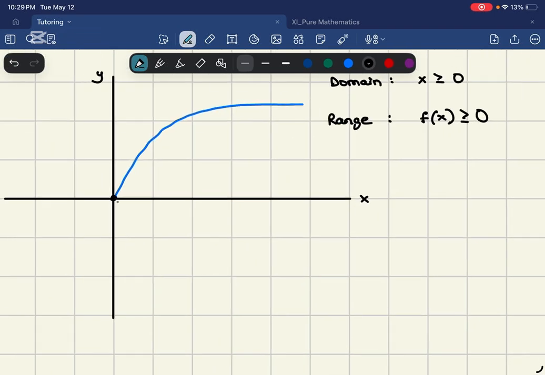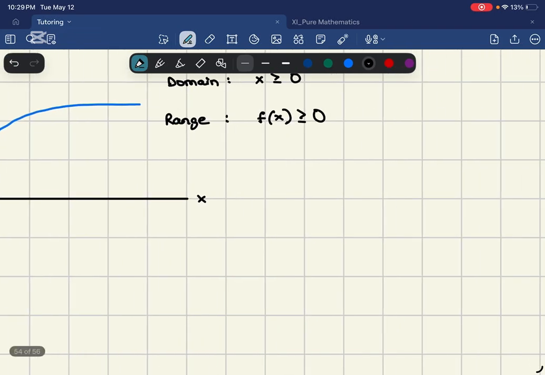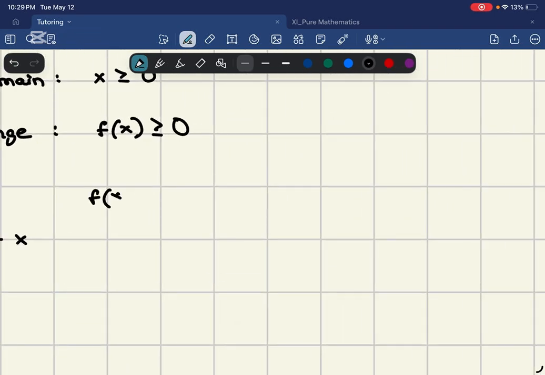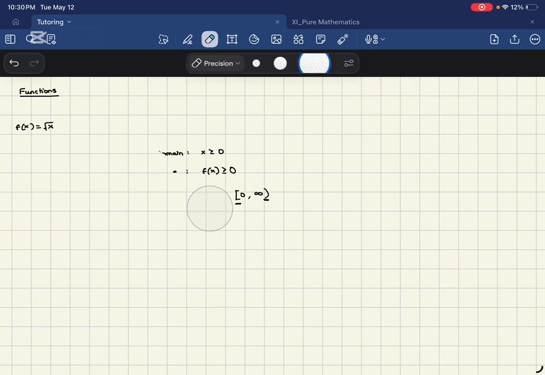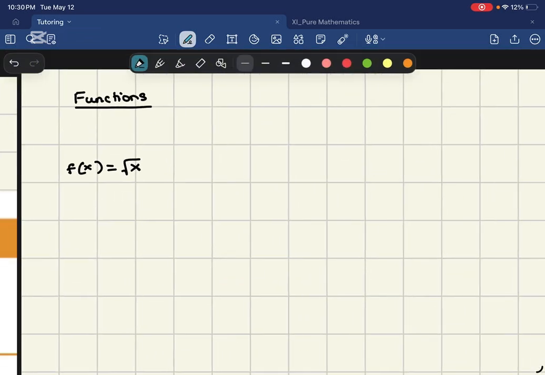Basically, your output can be 0 and it goes to positive infinity. So another way to write this would be f of x is an element of, now I use a square bracket here. That means 0 is included, goes to positive infinity. So open bracket here. That means that positive infinity is not an exact value, right? It's just a concept. So we use an open bracket here. We use a closed bracket to indicate that it can be 0.